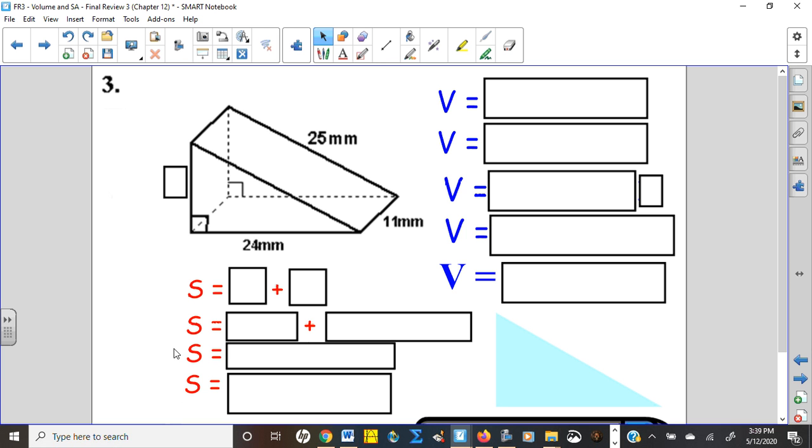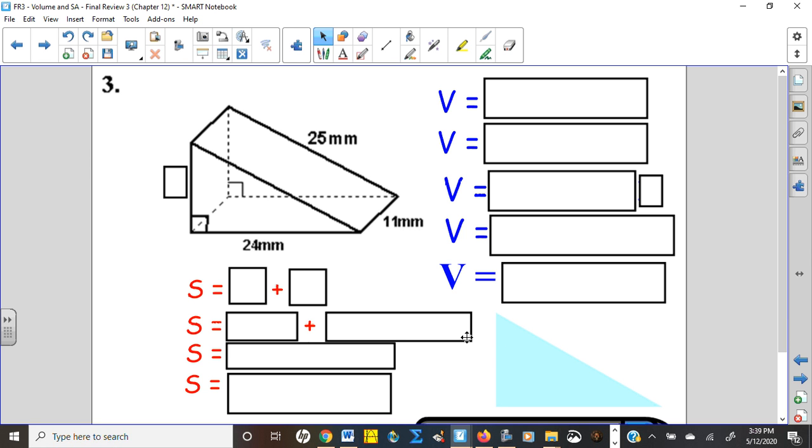Problem 3 is a prism. If you're going to do the surface area, you could either say, okay, I have 2 triangles plus 3 rectangles, a total of 5 surfaces, and then add them up. Or you could use the textbook formula, which is 2 bases plus the perimeter times the height.